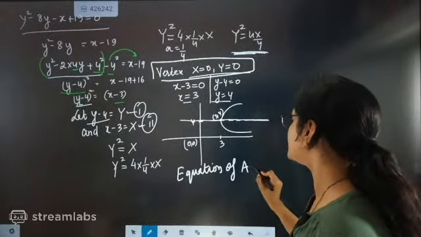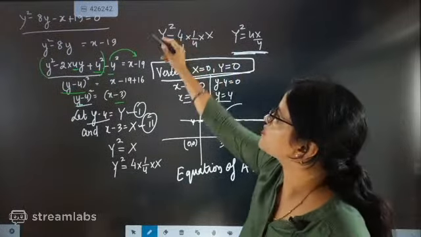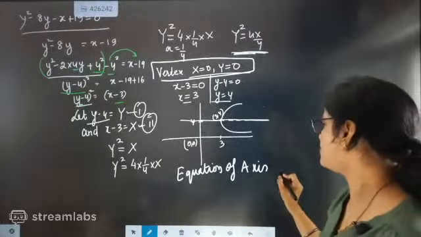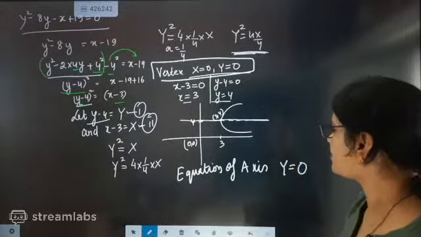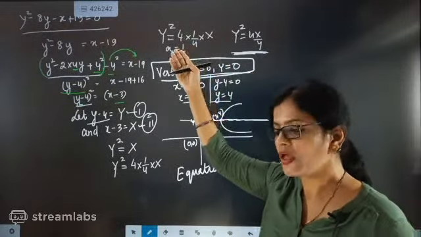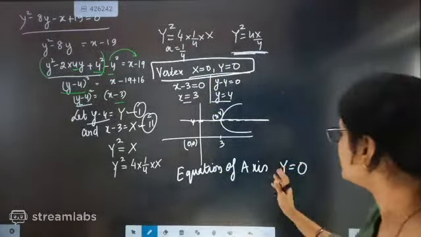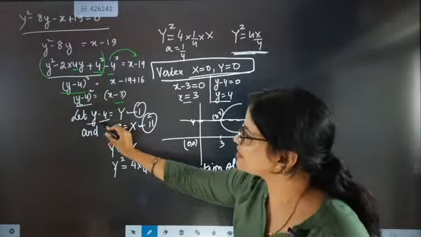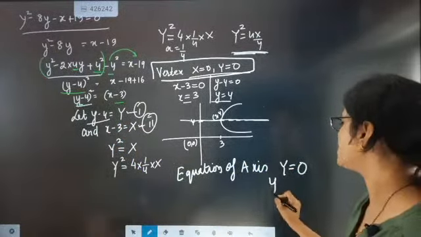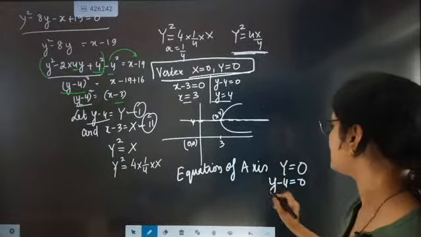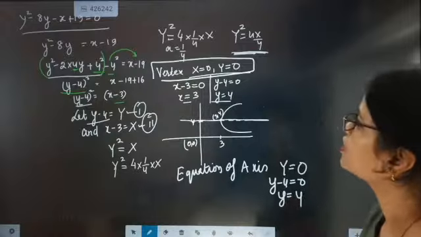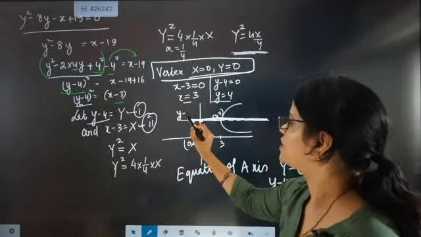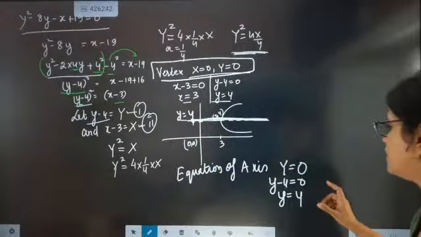Equation of axis: since you have taken capital letters as the standard, for the standard equation, capital Y will be equal to 0. Only the standard we can use now. Now what is capital Y? Capital Y is nothing but y minus 4. So what is the equation of the axis? The equation of the axis is y equal to 4.